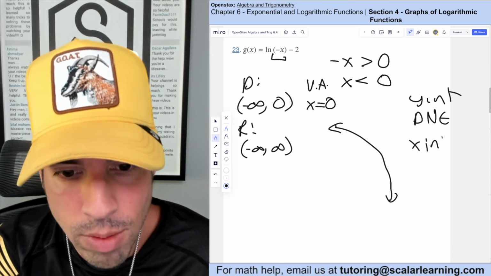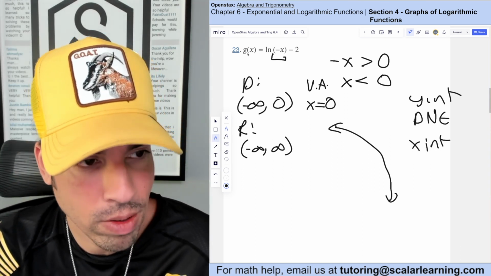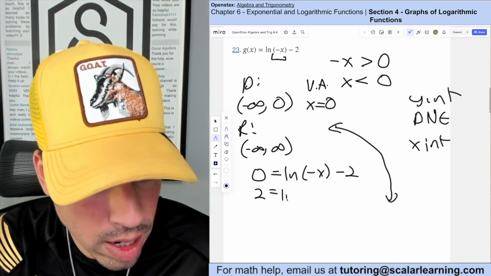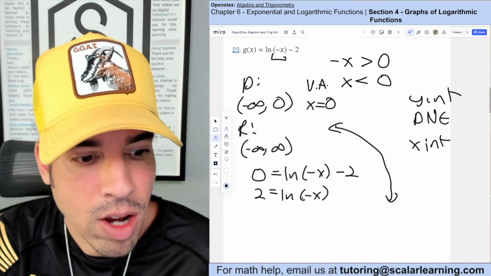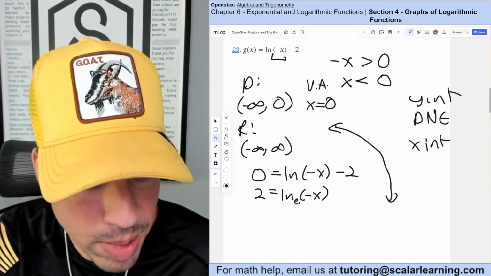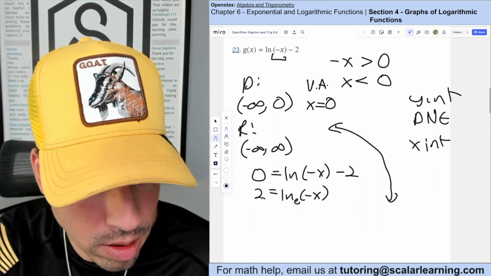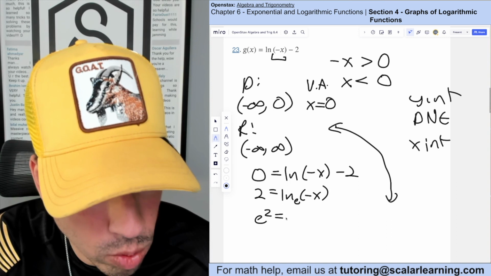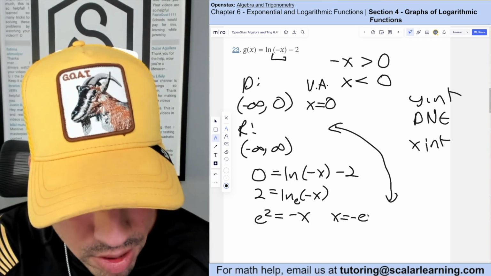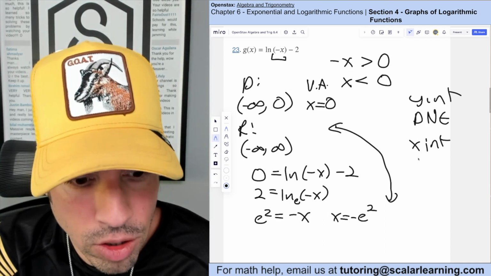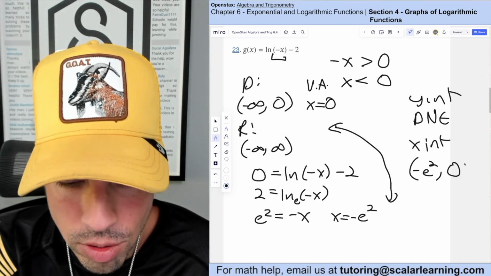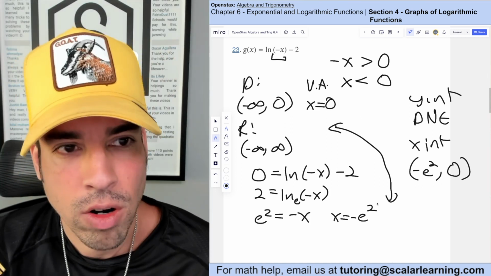And for the x-intercept, we're going to plug in 0 for the function and solve for x. So first I'm going to add 2 to both sides. We get 2 equals ln of negative x. Now I'm going to convert this to its exponential equivalent, remembering that natural log has a log base e. So we say the base to the power on the other side, e squared, equals negative x. Divide by negative 1. x equals negative e squared. So we can say our x-intercept occurs when x is negative e squared, and of course y is 0. That's the definition of an x-intercept. So there are your answers.